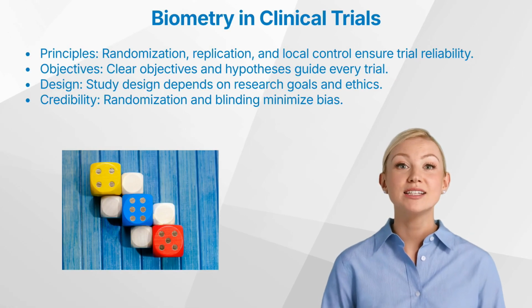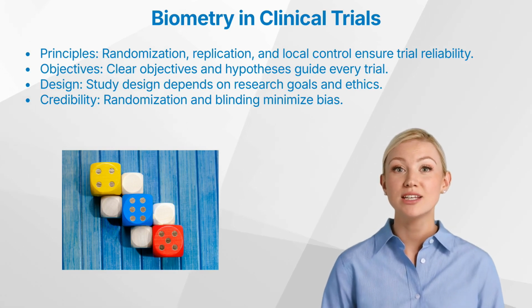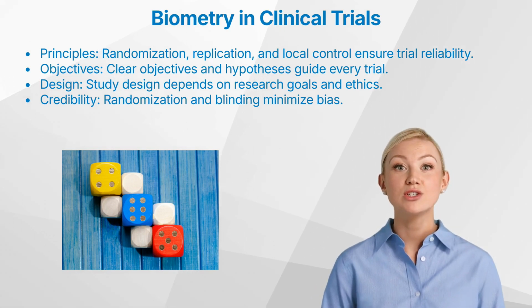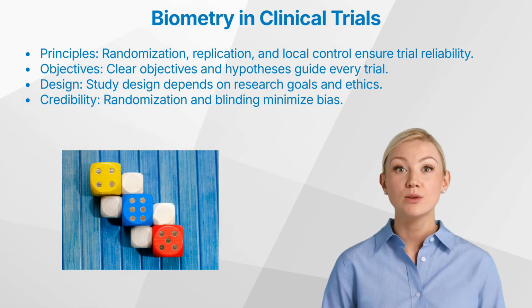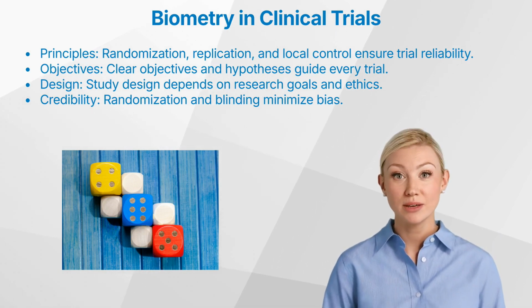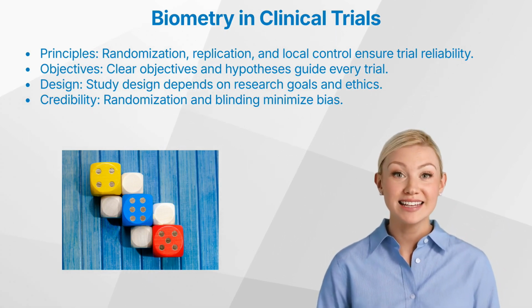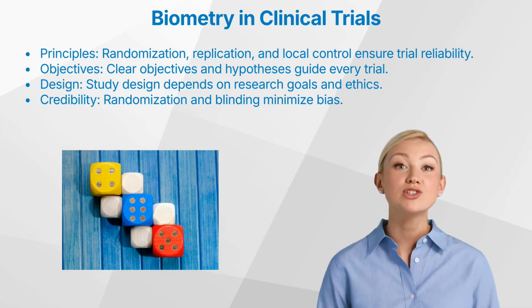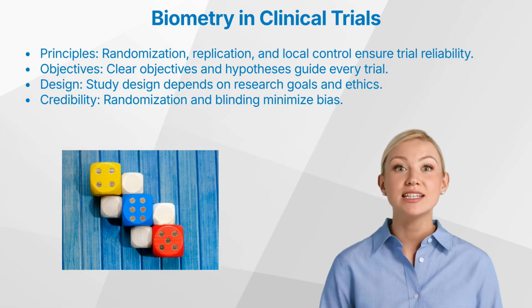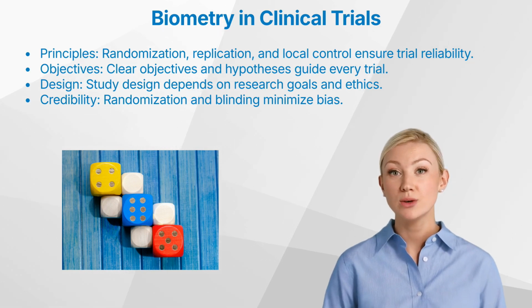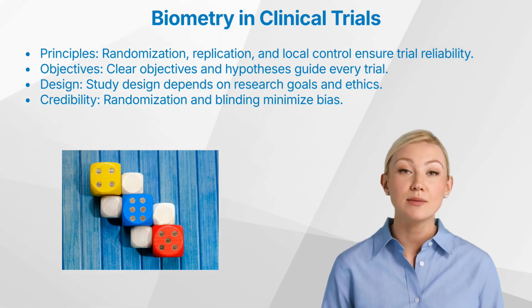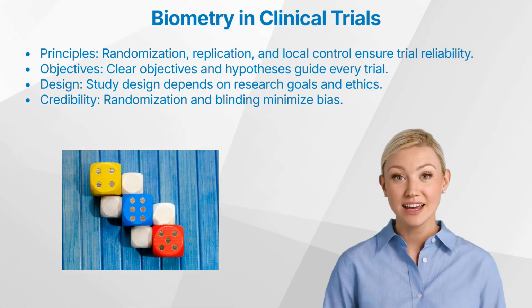Now, let us explore the core principles of biometry in clinical trials. Clinical trials rely on three fundamental principles. First is randomization, where subjects are randomly assigned to treatment groups to reduce bias. Second is replication, which ensures trials include sufficient subjects to guarantee reliability and reproducibility of results. Third is local control, which involves minimizing variability and controlling influencing factors.